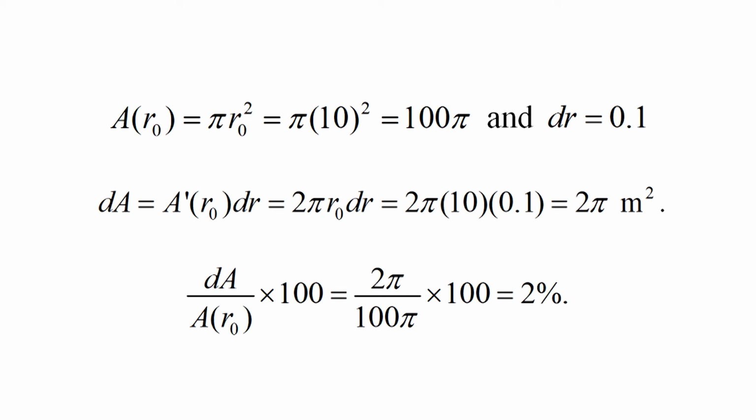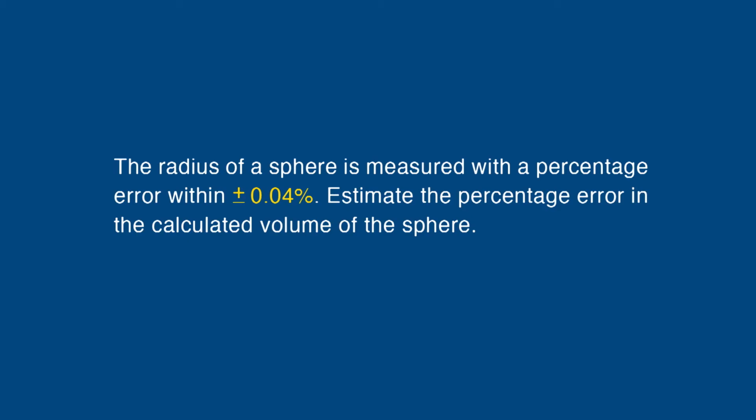Hence, dA by A of r naught times 100 is equal to 2 pi by 100 pi times 100, which is equal to 2%. As another example, the radius of a sphere is measured with a percentage error within plus or minus 0.04 percentage. Estimate the percentage error in the calculated volume of the sphere.